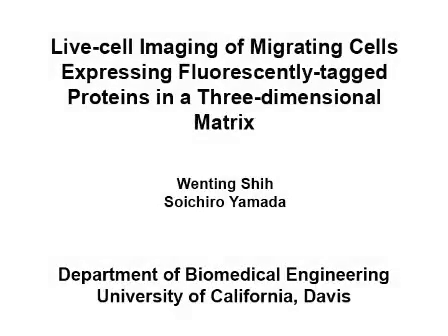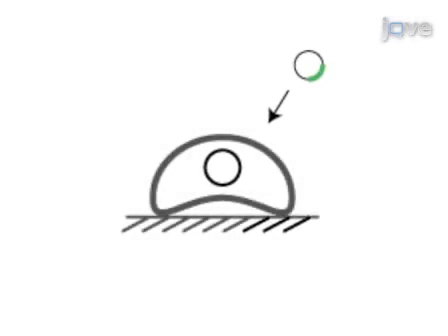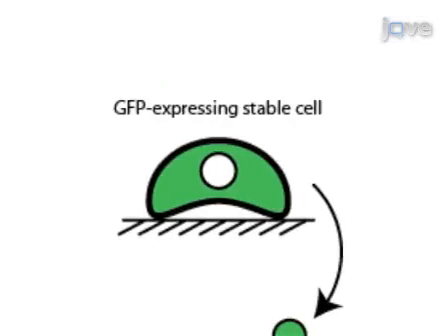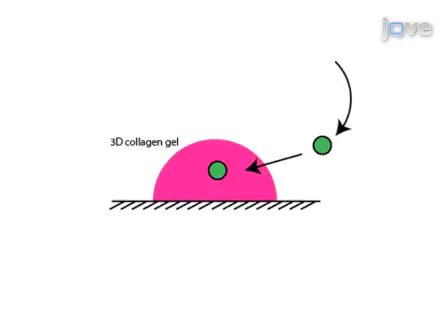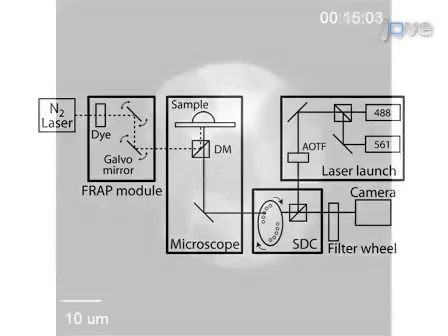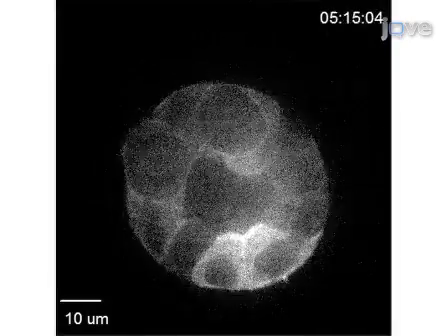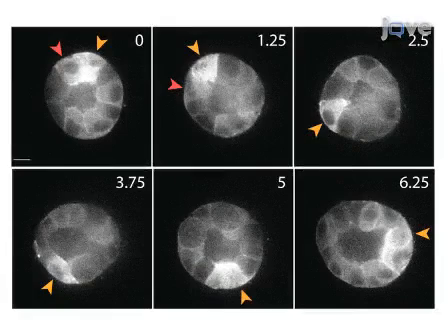This demonstration aims to image fluorescently tagged proteins in live cells in a 3D matrix. First, generate stable cell lines expressing fluorescently tagged proteins. Seed these cells into a 3D collagen matrix. Then acquire time-lapse images of migrating cells using a confocal microscope. Ultimately, results illuminate protein localization and dynamics within migrating cells through time-lapse imaging and FRAP analysis.